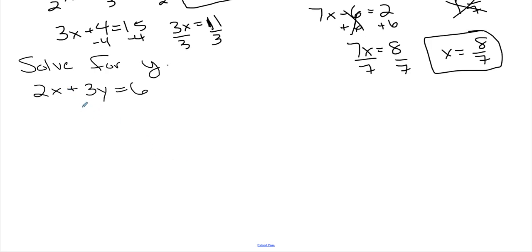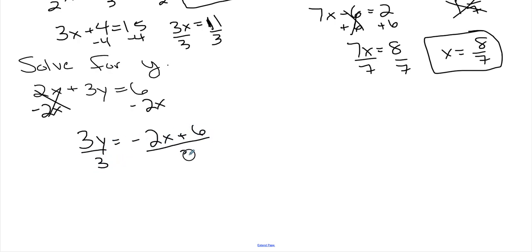Okay, next one. Another one that says solve for y, and this one should be a little bit simpler than the last one. Okay, we don't have any fractions, so there's no fractions to clear out, so we just need to move things away from the y. So 2x is going over. We get 3y equals, again, you want to write the x first. Negative 2x plus 6. Then divide everything by 3.